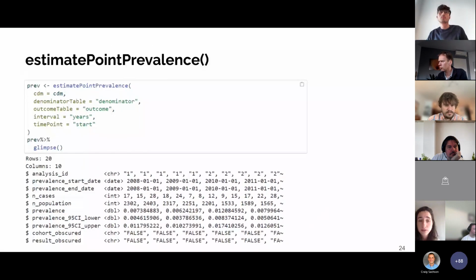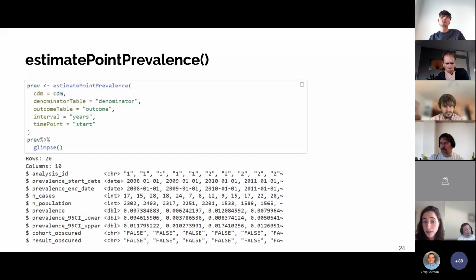And we have two further functions, one for point prevalence and the other for period prevalence. They look very similar. As before, we have to specify the CDM reference and the denominator and outcome tables, the intervals we want to use, and then we have an additional parameter called time point, which helps us define at which time point we want to calculate this point prevalence, so the start, the middle, or the end of the year.